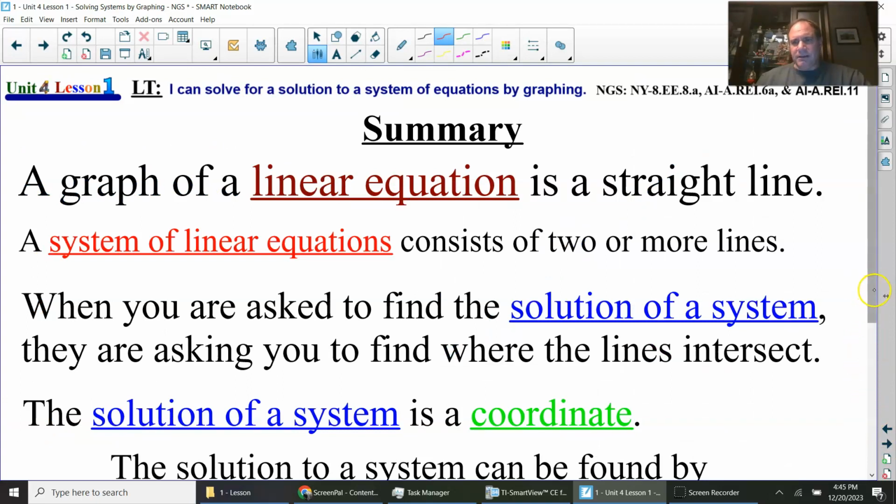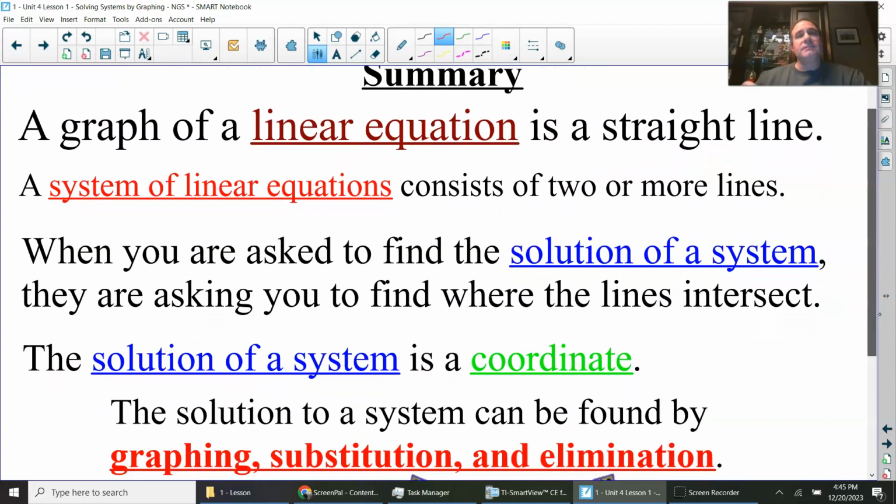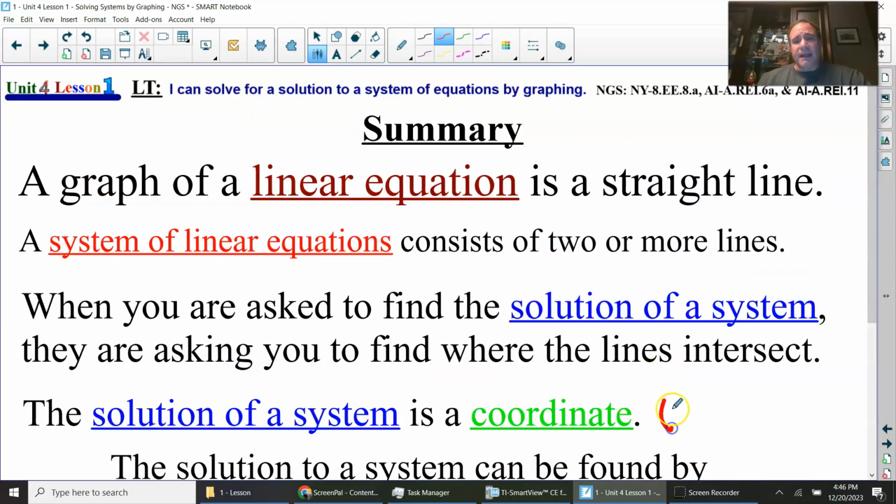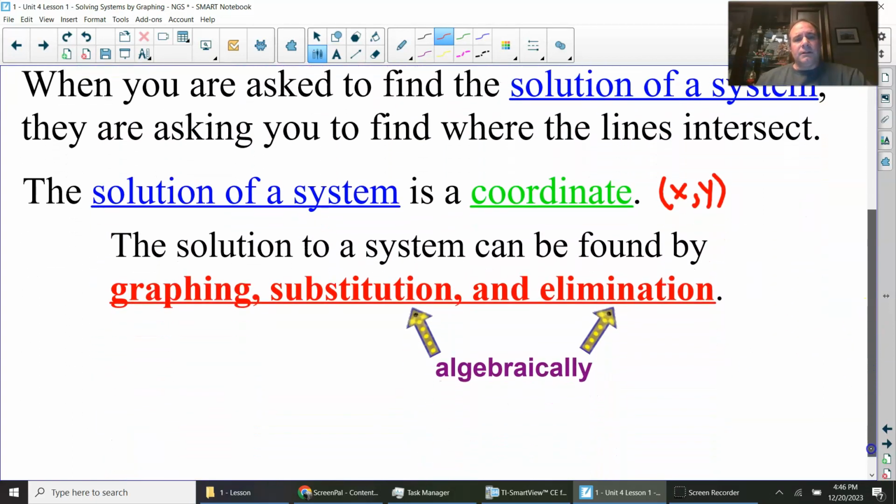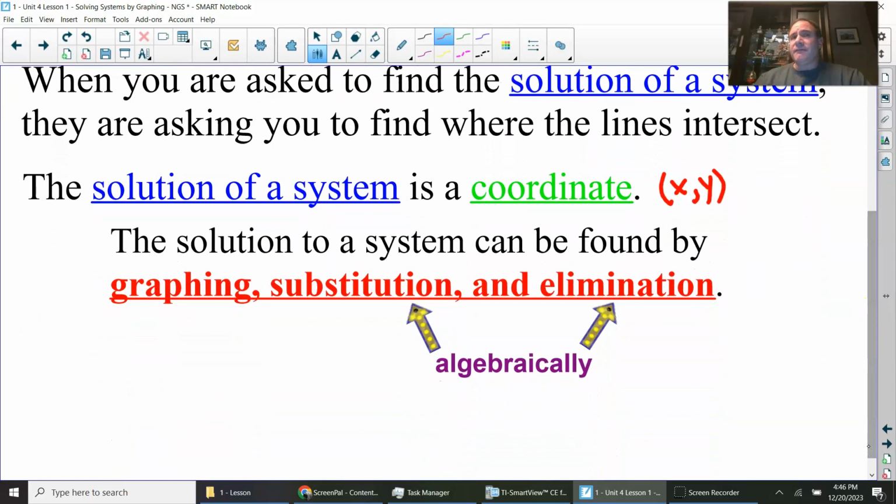So the summary here is that the graph of a linear equation is a straight line. It is always straight. The system of linear equations consists of two or more lines. When asked to find the solution to the system, they're asking you to find where the lines intersect. The solution to the system is always a coordinate, always in the form of x comma y. The solution could be found by graphing. It could also be found algebraically by using substitution and elimination, and we'll get into that in the second and third lessons.